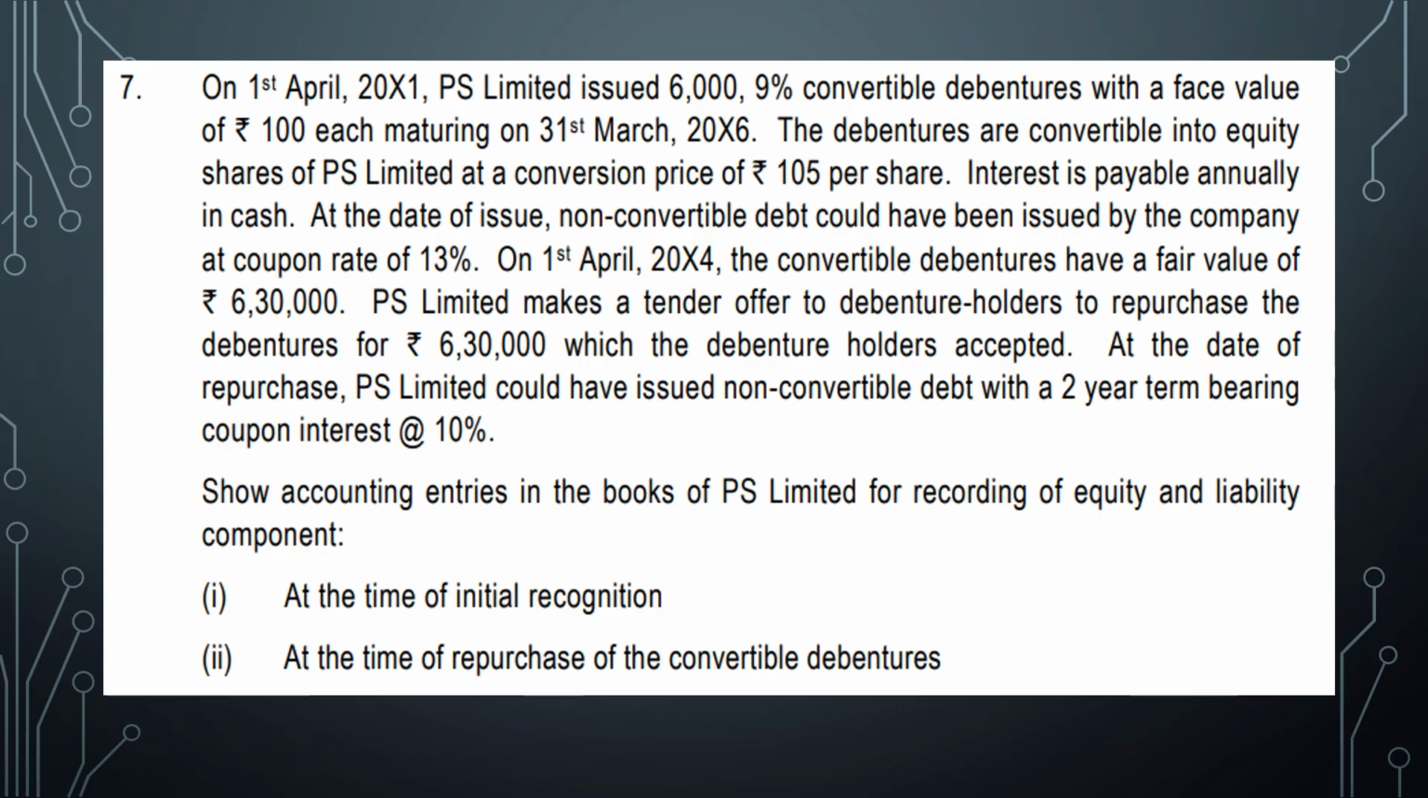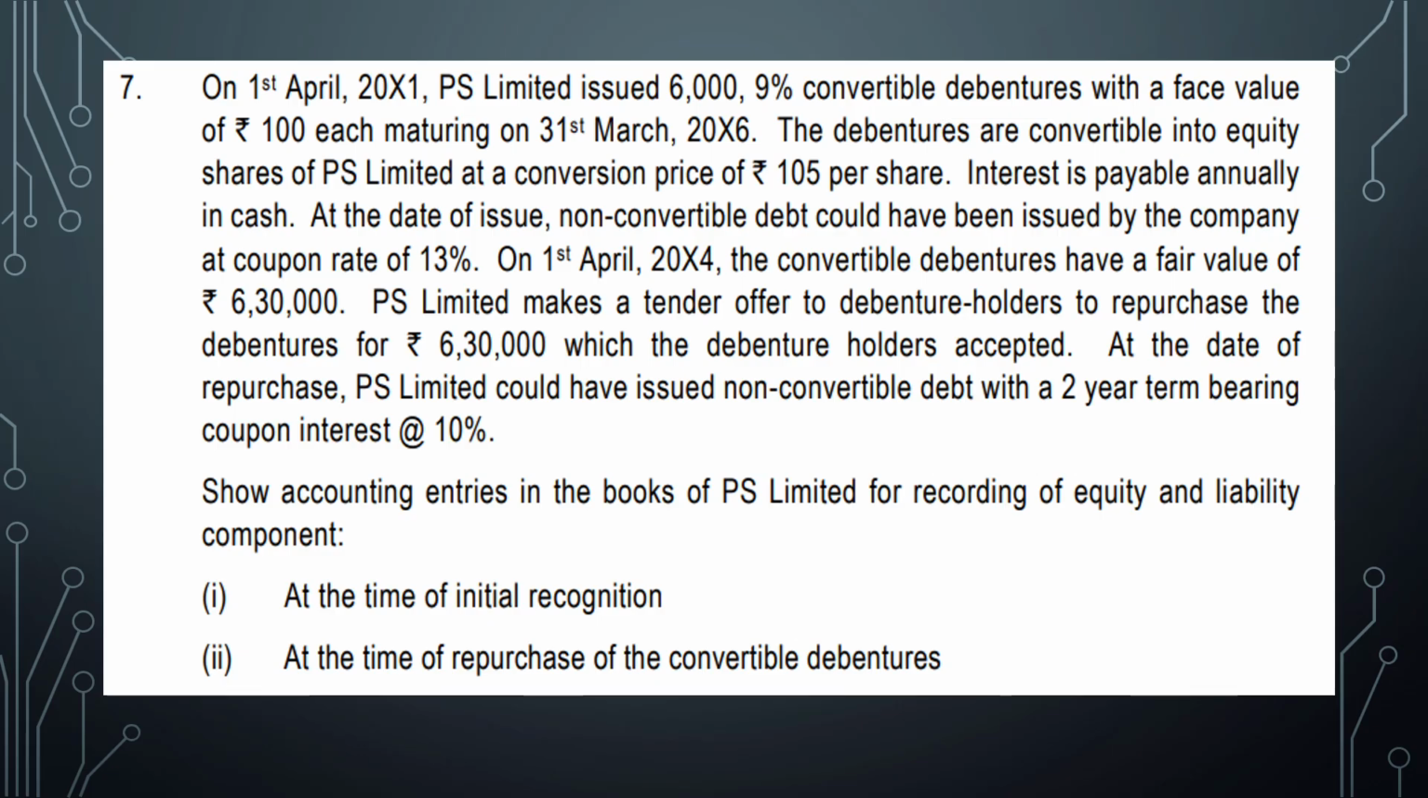Non-convertible debt could have been issued by the company at a coupon rate of 13%. On 1st April 2024, the convertible debentures have a fair value of 6,30,000. PS Limited makes a tender offer to debenture holders to repurchase the debenture for 6,30,000, which the debenture holder accepted. So at the date of repurchase, PS Limited could have issued a non-convertible debt with a 2-year term bearing coupon interest 10%. Show the accounting entries in the books of PS Limited for accounting equity and liability component at the time of initial recognition, at the time of repurchase of convertible debentures.